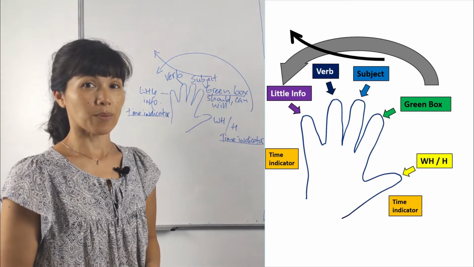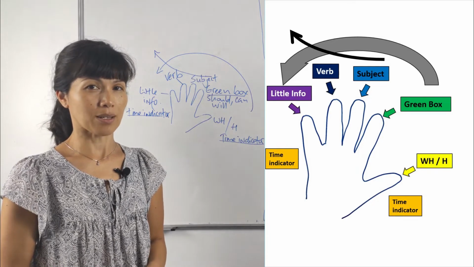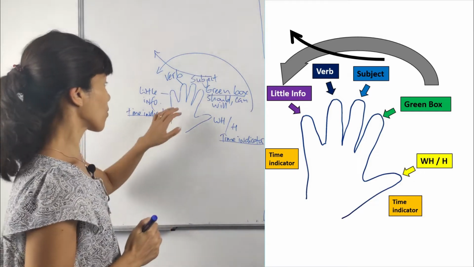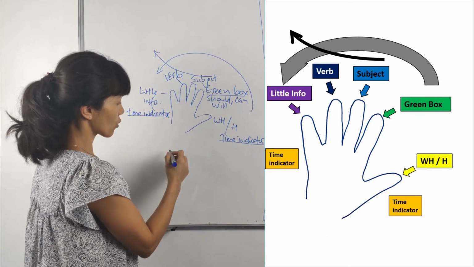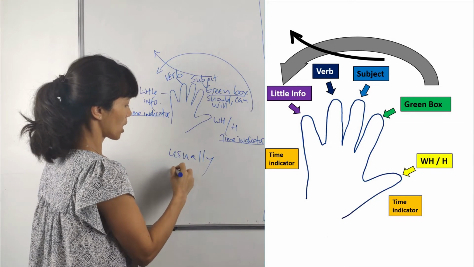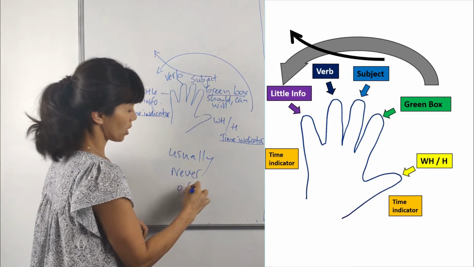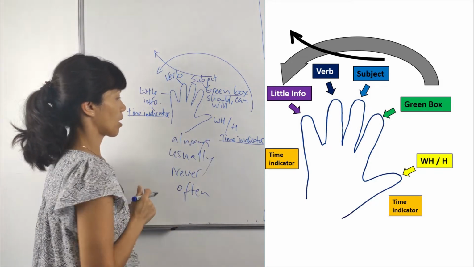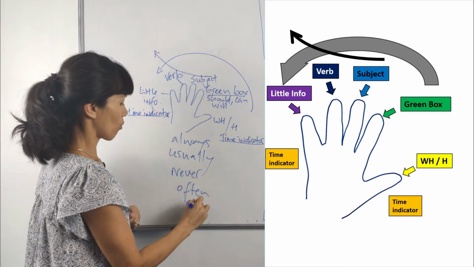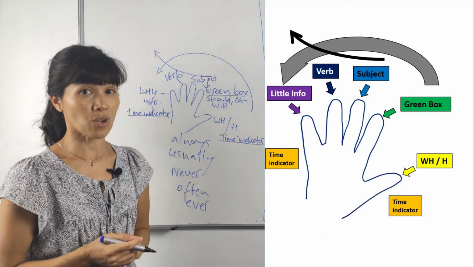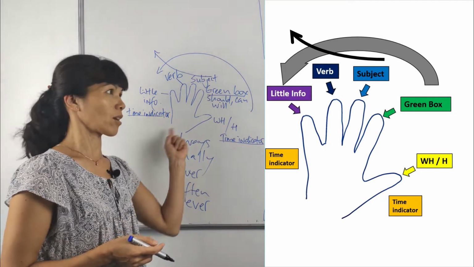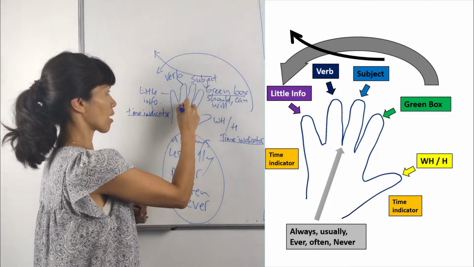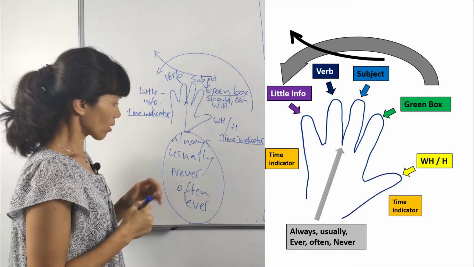All right, another important element to remember in a question is the position of some adverbs. So we have words such as usually, never, often, always, right? Ever. Okay, so do you know where these words go on my hand? So all of these words will go right here. So you will have to place one of these words, if you want to use them, here, right?